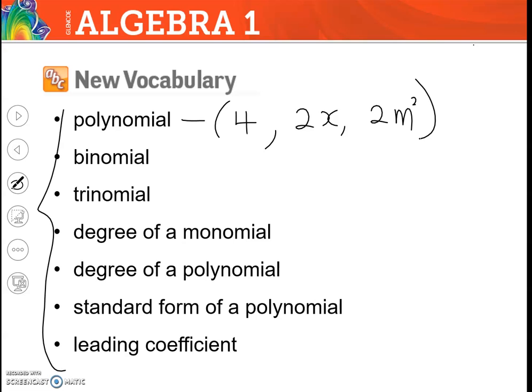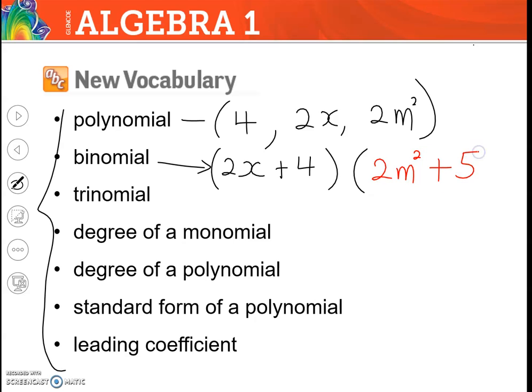So let me give an example of a binomial. Let's say 2x plus 4 is a binomial because it has two terms. We could also have another expression, 2m squared plus 5x, and this is also a binomial.